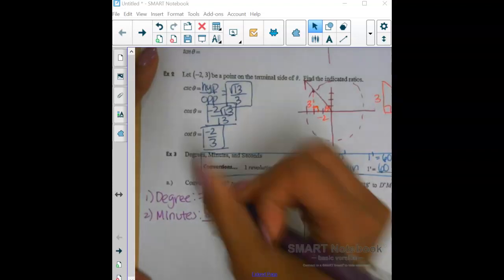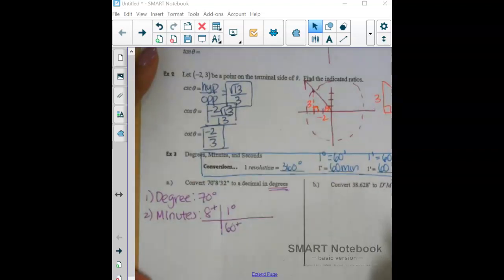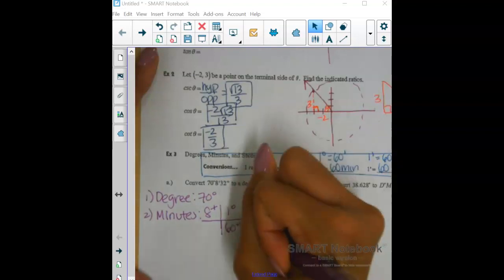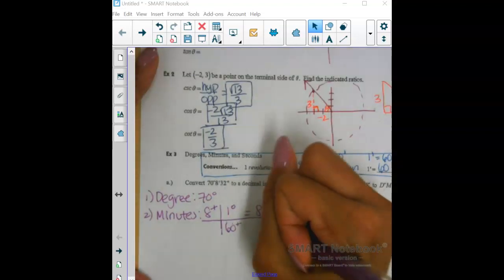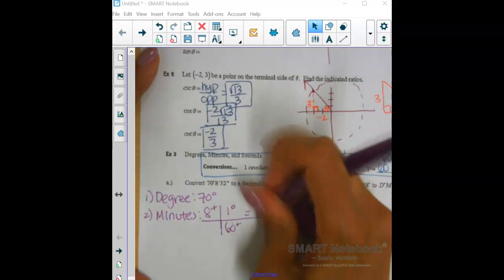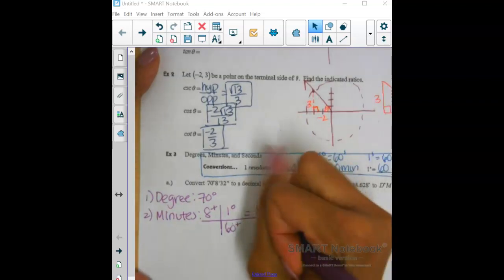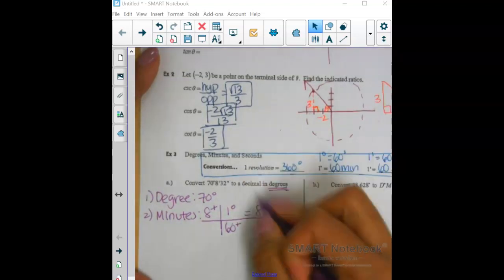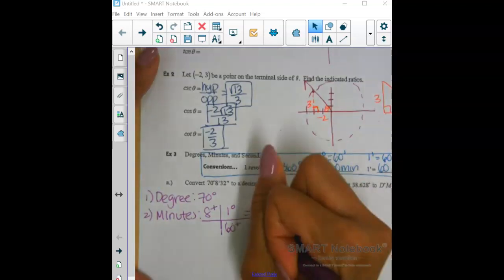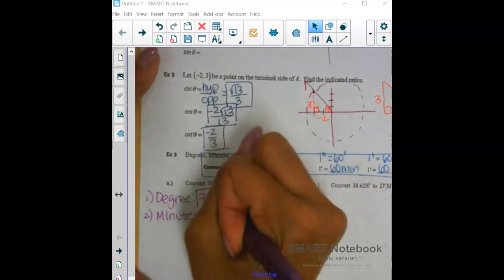Remember, the whole point of doing this is so these units can cancel. That apostrophe is minutes. And we're going to set that equal to 8, not 80, 8 over 60 degrees. We're going to use this in a second. Don't use your calculator yet. So let me box what I have. I have this. I have my 70.